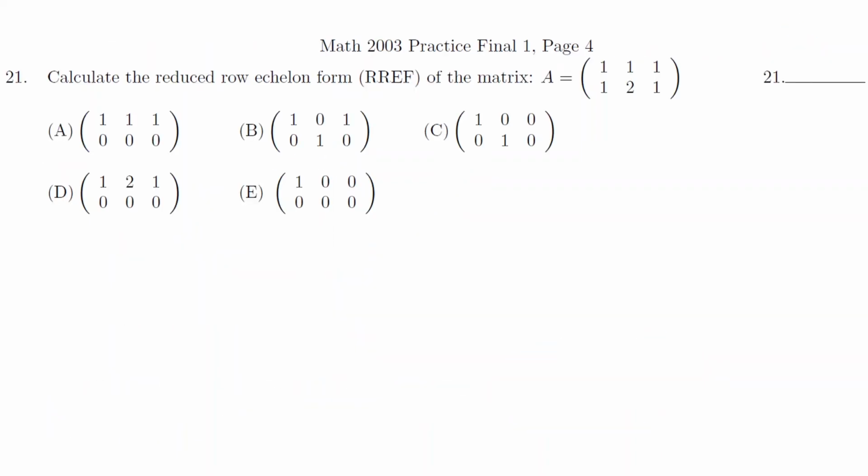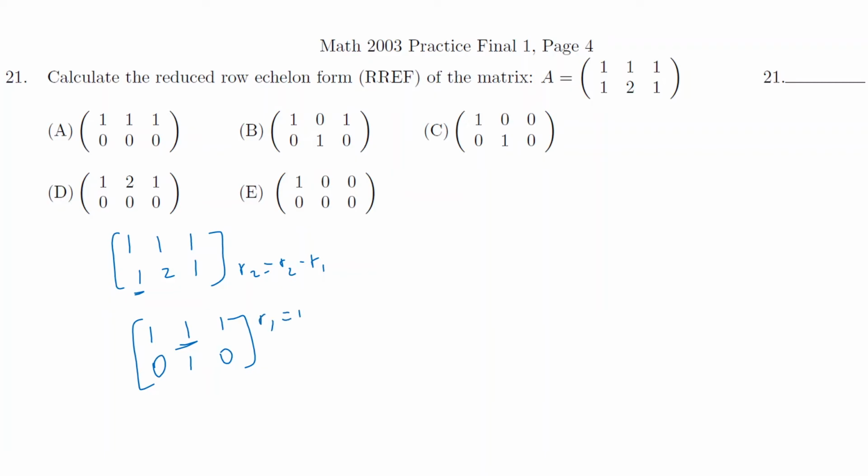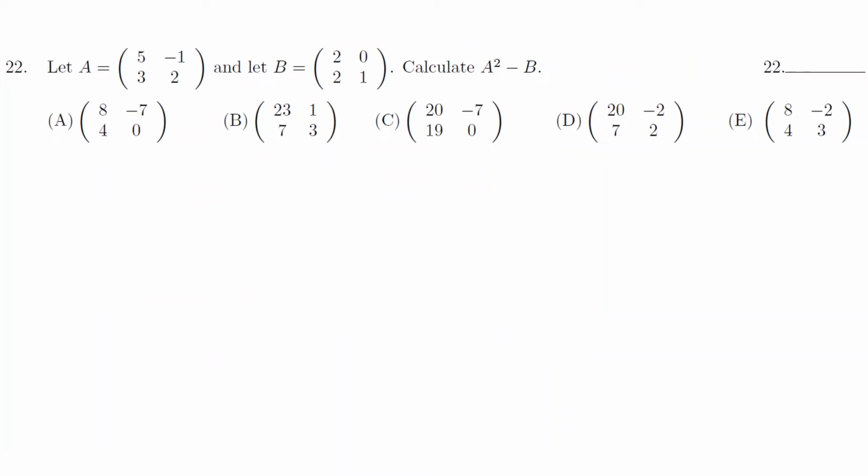Calculate the reduced row echelon form, RREF. All right, cool. So let me write this out first. 1, 1, 1, 1, 2, 1. That's our matrix. So we have to remove this 1. So R2 equals R2 minus R1. So it's going to be equal to 1, 1, 1, 0, 1, 0. And we're almost done. We now have to remove this 1 on top. So R1 equals R1 minus R2. And the second row stays the same, 0, 1, 0. The top row turns into 1, 0, 1. And the answer is, where is that? It is B. Beautiful.